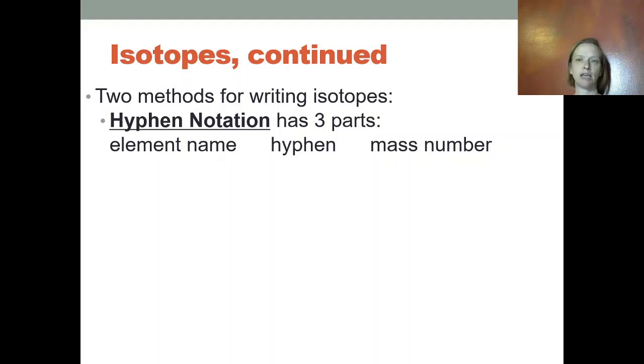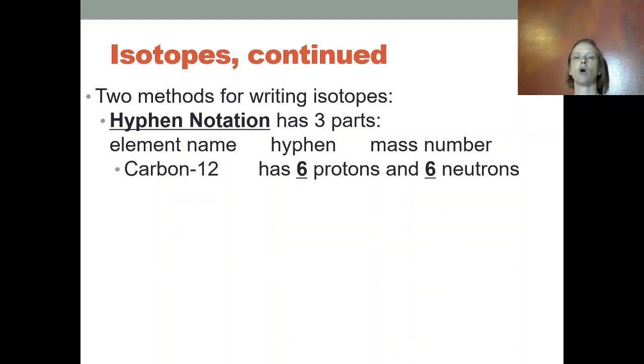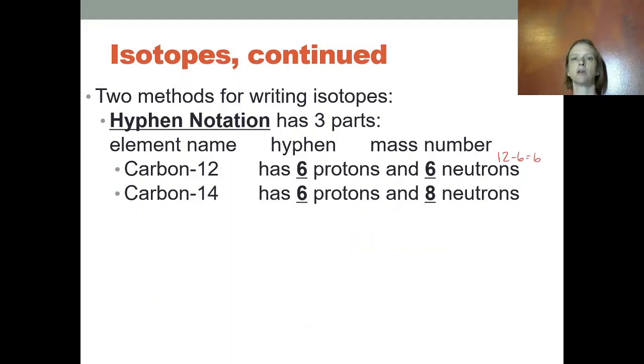Hyphen notation has three parts to it. You state the element name, then you put in a hyphen, and then you write the mass number. So carbon-12 has 6 protons and 6 neutrons because carbon always has 6 protons, but it must have 6 neutrons here because 12 minus 6 is 6. So that's how we know that carbon-12 has 6 neutrons.